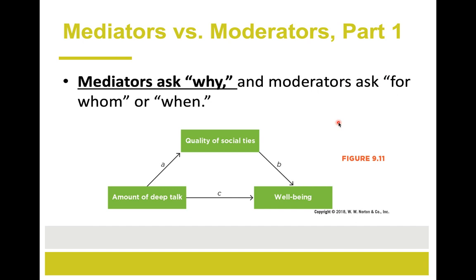So let's go back to our example. This relationship between deep talk, social ties, and well-being is a mediation. So why is deep talk related to well-being? Because deep talk is a function of quality social ties. So I'll repeat that again using our keyword why. This mediator, social ties, answers the question, why is deep talk related to well-being? Because it's a function of social ties. That's why.